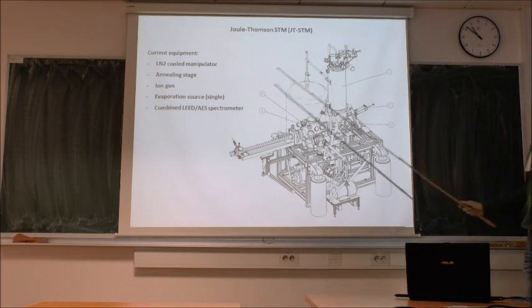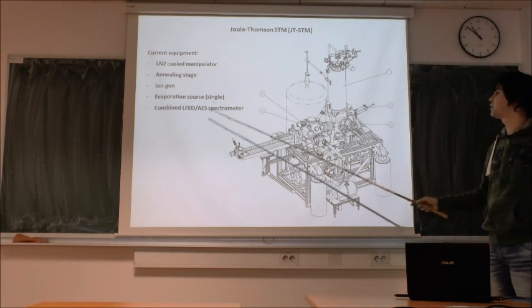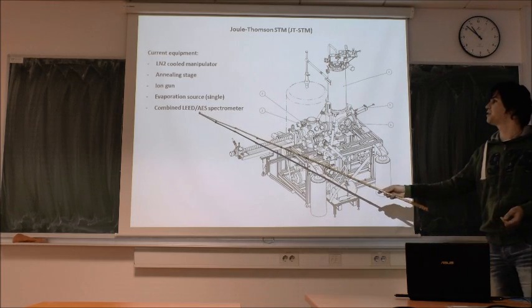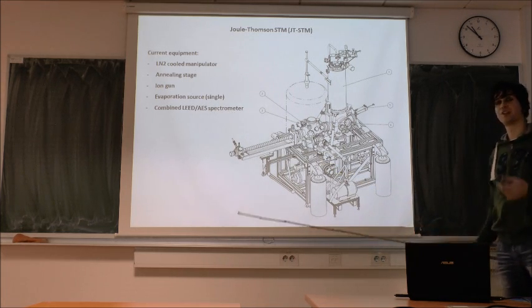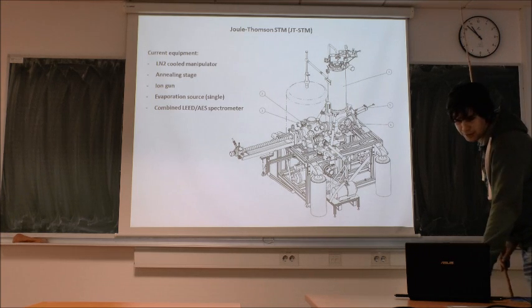About the equipment: annealing stage, ion gun. Ion gun is used for cleaning the sample surface. We have an evaporation source, and we have this LEED-Auger spectrometer. LEED means low energy electron diffraction. AES means Auger electron spectroscopy. So these are 2 surface sensitive techniques. One is to determine the crystal structure of your surface, and the other one is to determine the chemical composition of your surface. Sometimes this is helpful. Okay, after this talk, you can come with me, you can have a look at this instrument, so you will see how it looks.